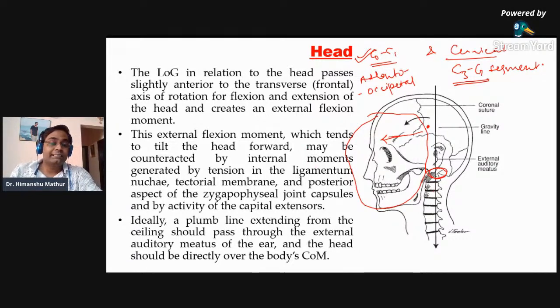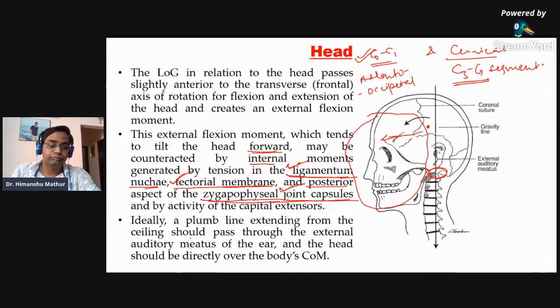Right. Now, this external flexion movement, which tends to tilt the head forward, may be counteracted by internal movements generated by the tension in the ligamentum nuchae. So, this is a non-contractile structure. Tectorial membrane, again a non-contractile structure. The posterior aspect of the zygapophyseal joint capsule, again a non-contractile structure. Three non-contractile structures here: ligamentum nuchae, tectorial membrane and the facet joint capsule.